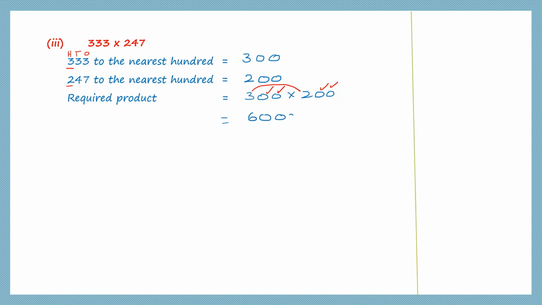1, 2, 3, 4. Now let's put the commas in the right places. Ones, tens, hundreds, and then you put a comma. So here our answer is 60,000. This is the required product.